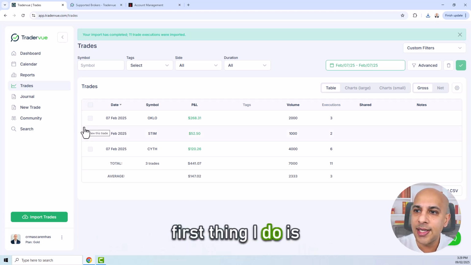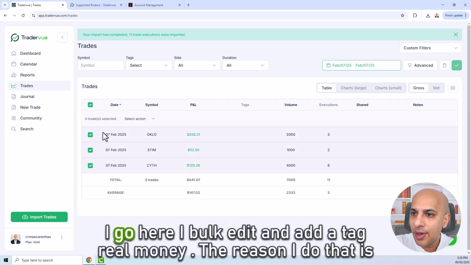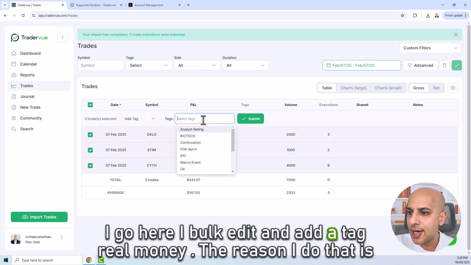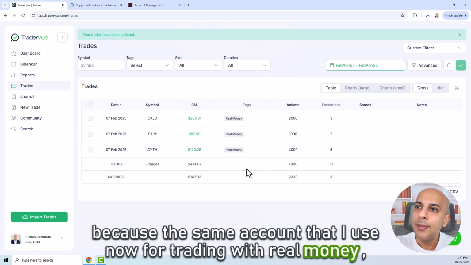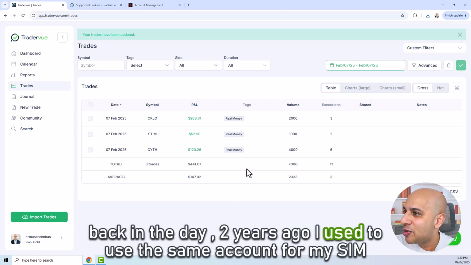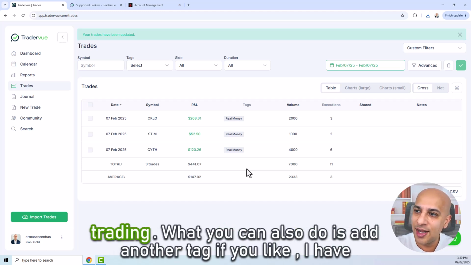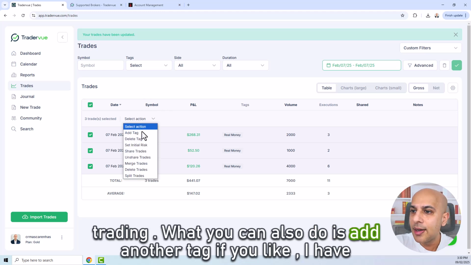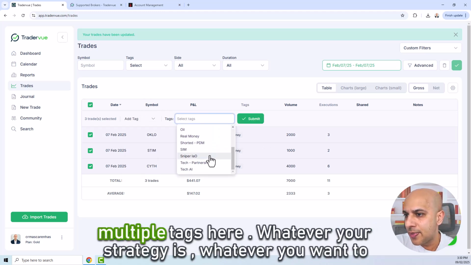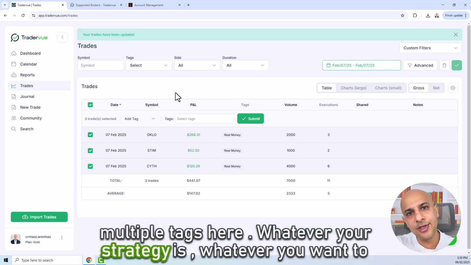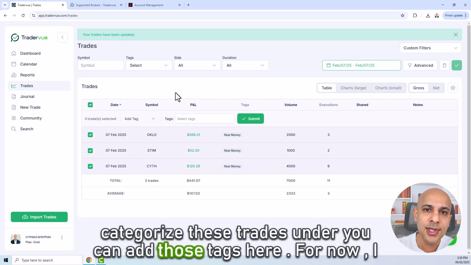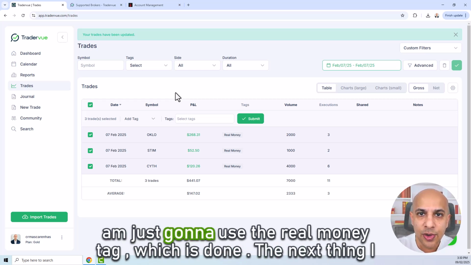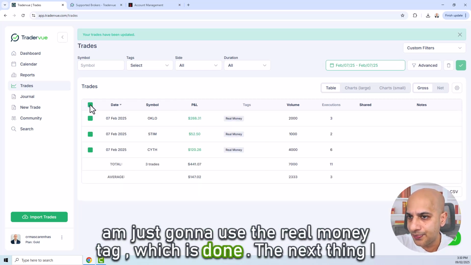The first thing I do is I go here, I bulk edit and add a tag, real money. The reason I do that is because the same account that I use now for trading with real money, back in the day, 2 years ago, I used to use the same account for my sim trading. What you can also do is add another tag if you like. So I have multiple tags here. Whatever your strategy is, whatever you want to categorize these trades under, you can add those tags here. For now, I am just going to use the real money tag, which is done.